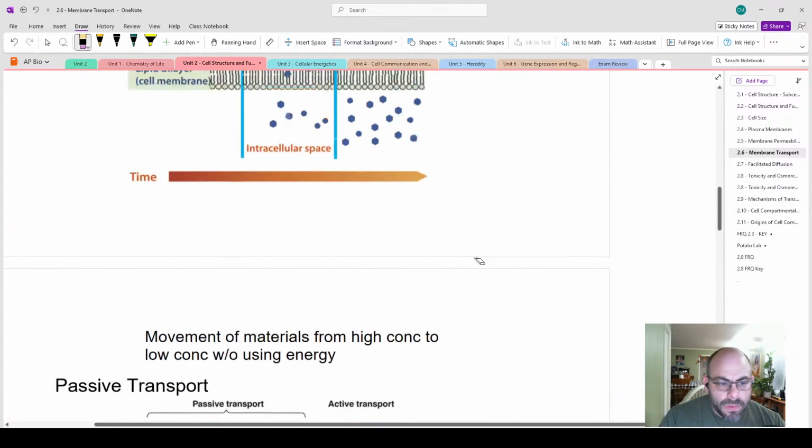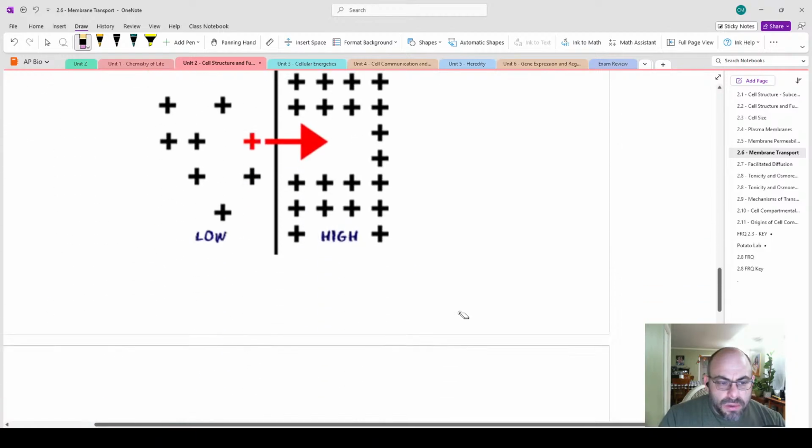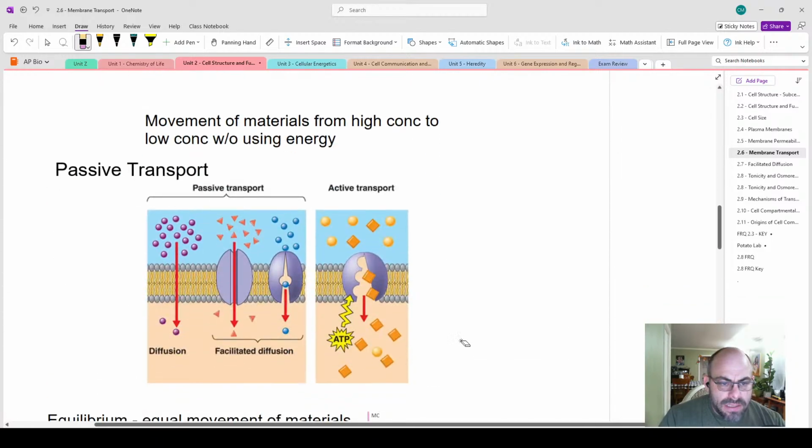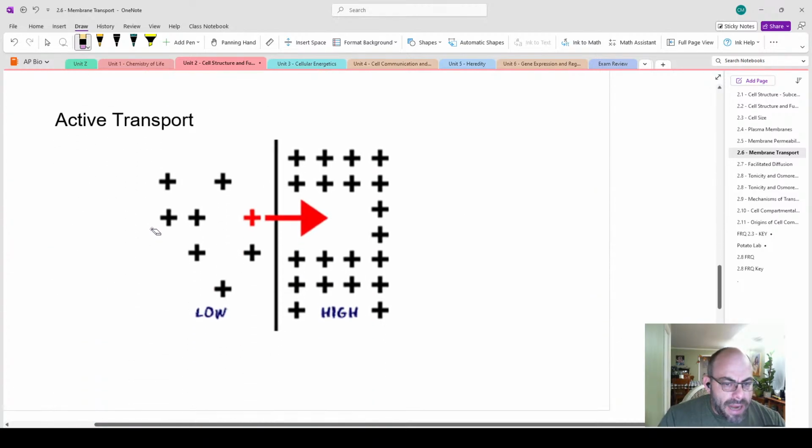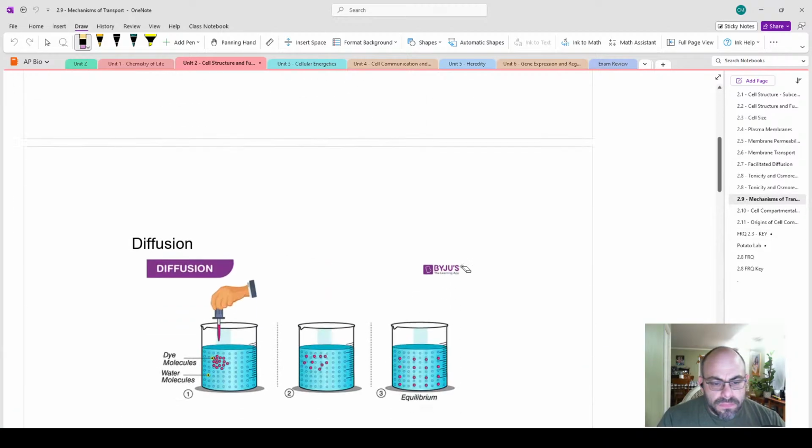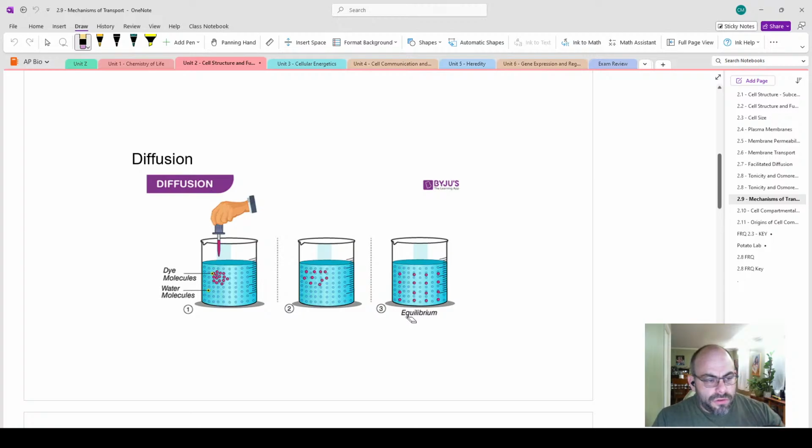Pretty important. Two kinds of transport, passive and active transport. Passive transport is no energy. So think passive, that doesn't require any energy, and active requires energy, right? So now we'll go to here. Diffusion is passive transport for one, it requires no energy, and it is the movement of materials from a high concentration to a low concentration.